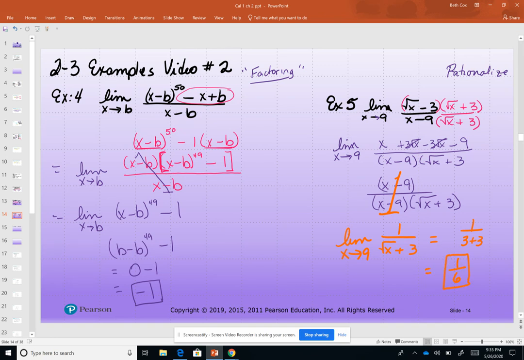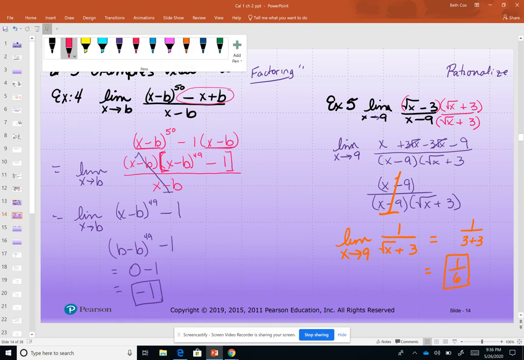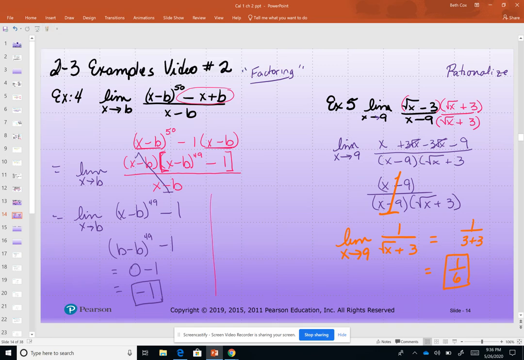Now, I told you I was going to show you a factoring way of doing this. Same kind of situation, but if we were to factor the x minus 9, so let me just do a little sidebar here. Just stick it in this little box. We can actually factor this using our difference of squares.